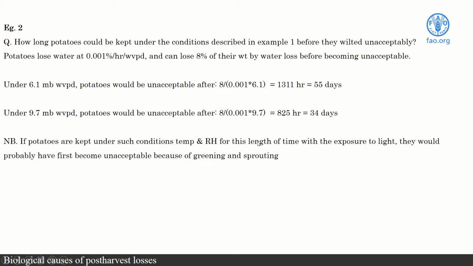One thing that we have to keep in mind is that if potatoes are kept under such conditions of temperature and relative humidity for these lengths of time with exposure to light, they would probably have first become unacceptable because of greening and sprouting.